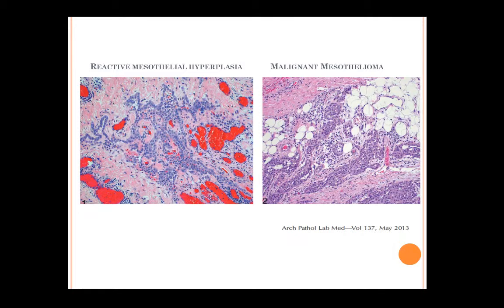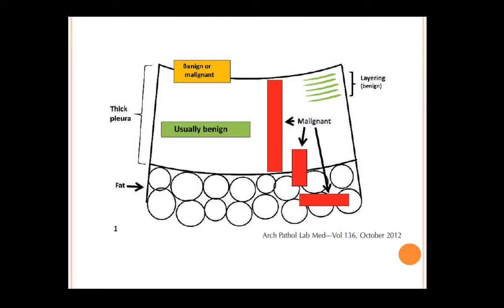Usually, differentiation of reactive mesothelial proliferation from malignant mesothelioma can sometimes be very challenging. Sometimes the mesothelial cells can show significant cytologic atypia, and diagnosis, especially on needle biopsies, is impossible. And sometimes even experts in the field disagree on this differentiation. This diagram shows a thickened pleural tissue with extrapleural fat.